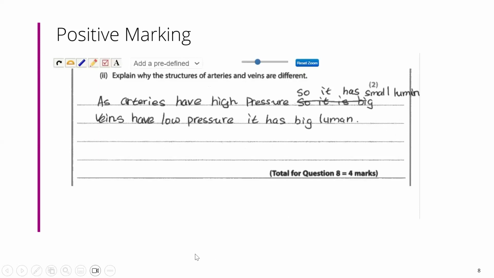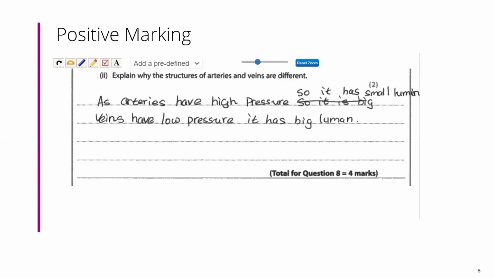Another example. Explain why the structure of arteries and veins are different is the question. And this student has talked about arteries have high pressure, veins have low pressure, so that's definitely 1 mark. But they've gone on to talk about lumen. Now, lumen isn't mentioned in the specification. So it probably wouldn't be mentioned in the mark scheme.